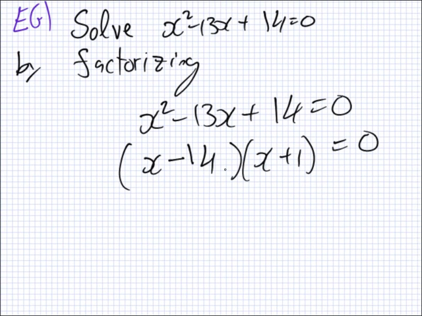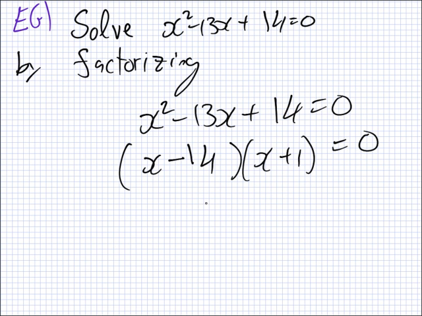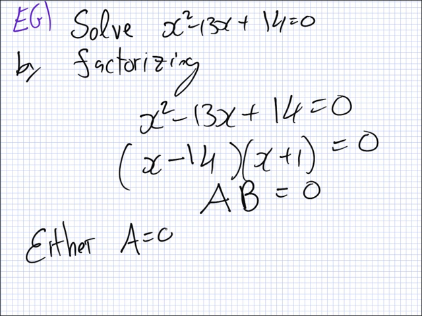Well, when we get to this step, we see we have a situation that looks like this. A times B is equal to 0. So there's only two possibilities here. It has to be that either A was the one that was 0, or B was the one that was 0. There is no other way that two things can multiply to make 0 unless one of them was 0.